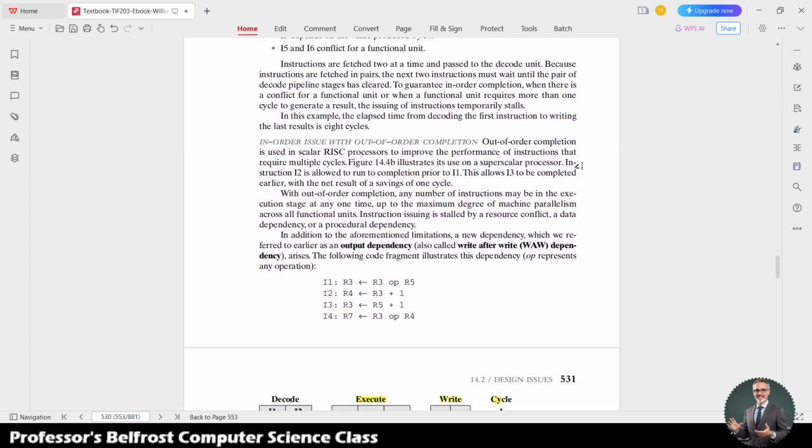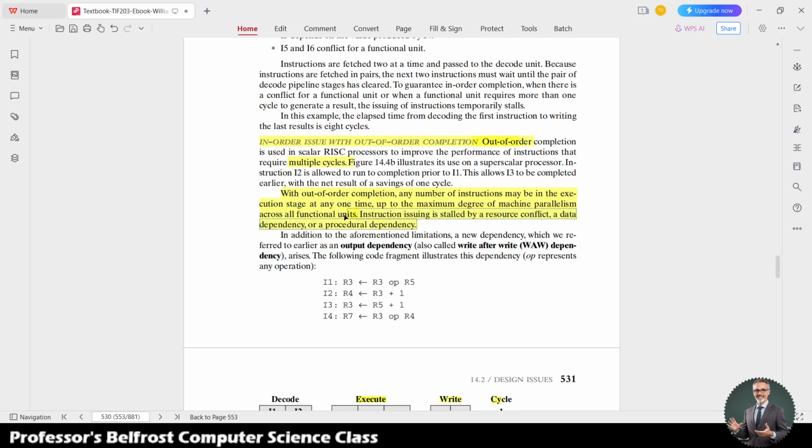Okay, whereas for the other issue with out of order completion, they use it in a superscalar RISC processor to improve the performance of instructions that require multiple cycles. With out of order completion, any number of instructions may be in the execution stage at any one time, up to the maximum degree of machine parallelism across the functional units. Instruction issuing is stalled by a resource conflict, a data dependency, or a procedural dependency.